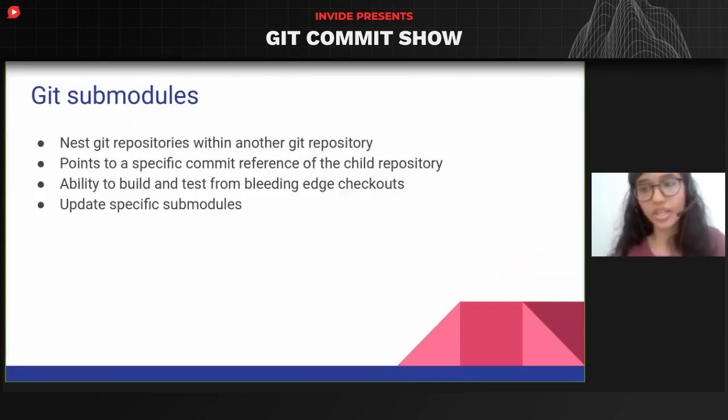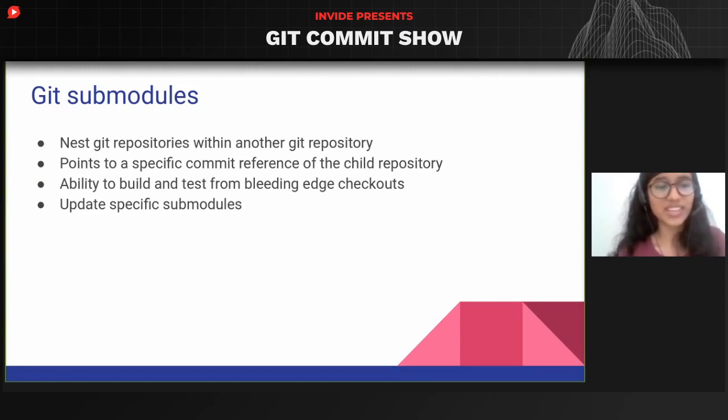The first tool that I'm going to walk you through is Git submodules. It helps us to nest Git repositories within another Git repository. One more thing that we have to keep in mind while working with Git submodules is that it points to a specific commit reference of its child repository. We will slowly come across it when I show you the demo that I have prepared.